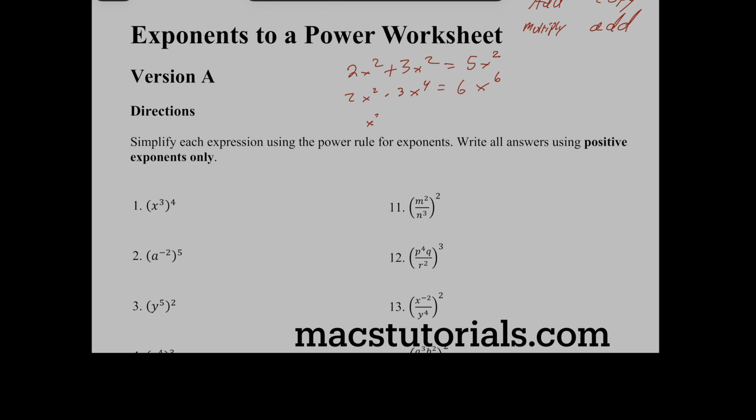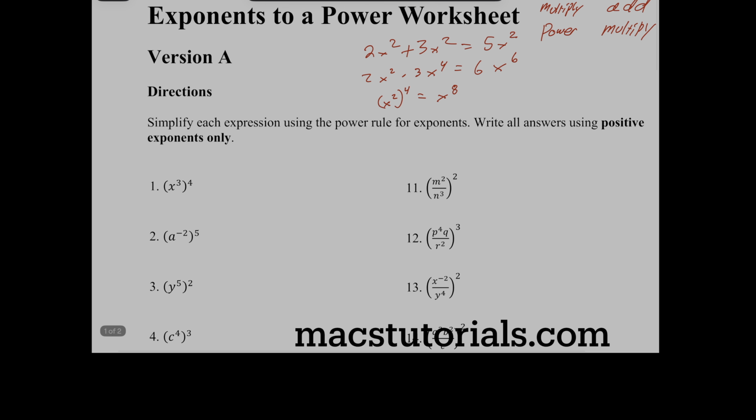Okay, now what we're going to do is x squared to the, I'm going to say fourth power. When we power, let's see, what do you think we do? We're going to multiply. So when they look like this, we're going to multiply the exponent. Okay, so this is kind of the steps we do while we do the powers, all right? So let's just do a few and see how we feel about these, okay?